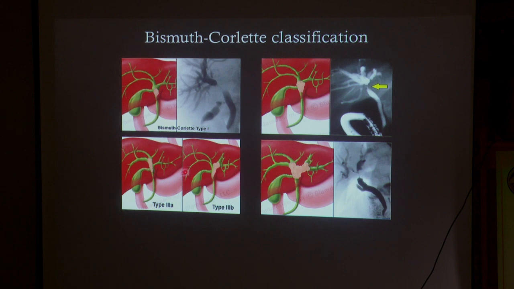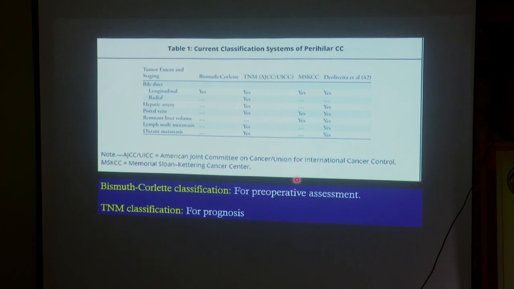In type 3, there is division into A and B. In A, it extends from the confluence to the right hepatic duct. In B, it extends into the left hepatic duct. Whereas type 4 involves both the right and left hepatic ducts.